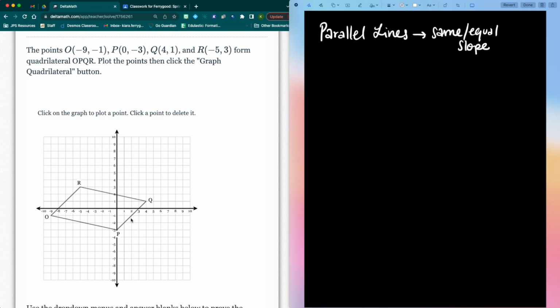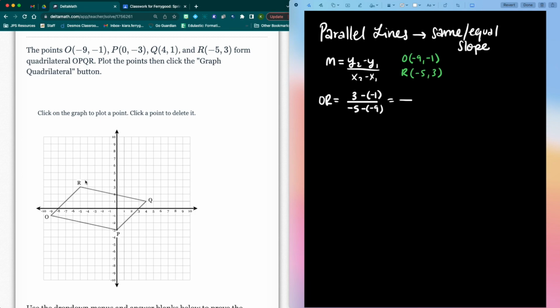So I'm going to get the slope. First of all, I know my slope formula is y2 minus y1 over x2 minus x1. Over here to the side, I'm going to list the points so I don't have to toggle back and forth. O is (-9, -1), and point R is at (-5, 3). The first line I chose to find the slope of is OR. So for the slope of OR, I need y2 minus y1. I'm going to let R be y2, so I'm going to say 3 minus -1, and on the bottom, -5 minus -9.